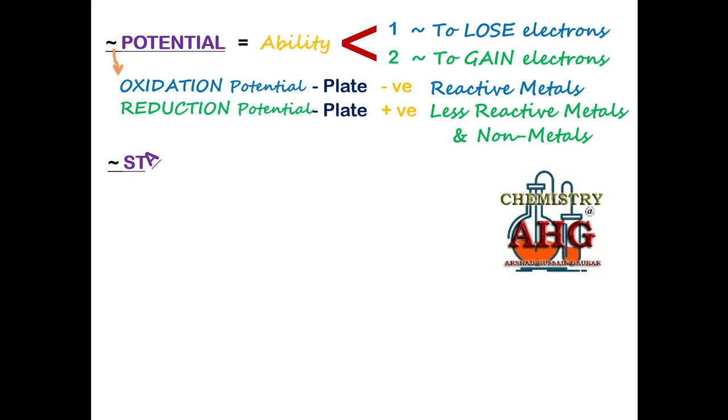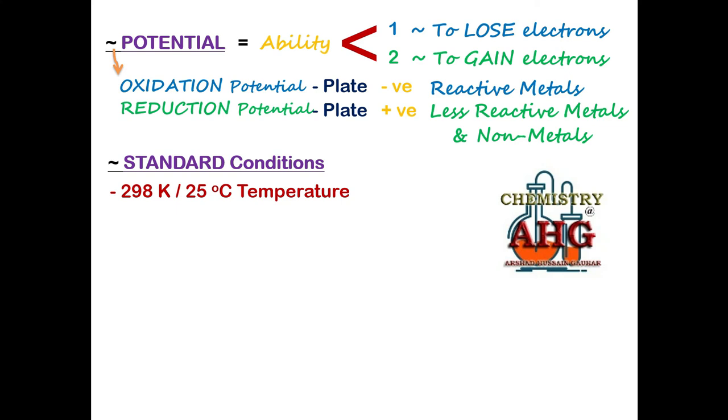Standard means, whenever we study electrode potential, we always study the electrode potential of different elements under standard conditions to make a fair comparison. What are the standard conditions? Typical standard conditions we use for electrochemistry: one thing is standard temperature of 298 Kelvin or 25 degrees Celsius. 1 atm pressure is used if there is a gas. And whenever we prepare the solution of an electrolyte, its concentration is always taken as 1 mole per dm cube. So these are the typical standard conditions for electrochemistry.